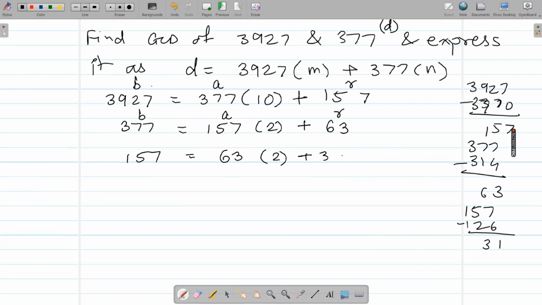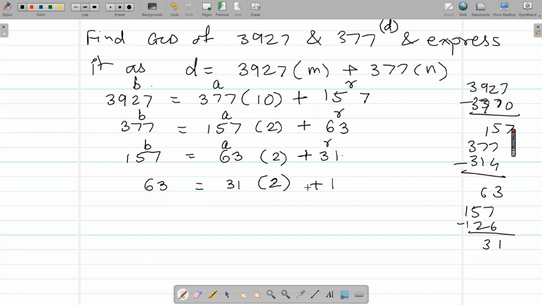31. I'm purposely doing these subtractions over here, though they are very simple. Sometimes you get confused. Now again, this B 157, I'm going to replace by A, that is 63, will be equal to 31 into 2 plus 1. 31 into 2 is 62, 62 plus 1.